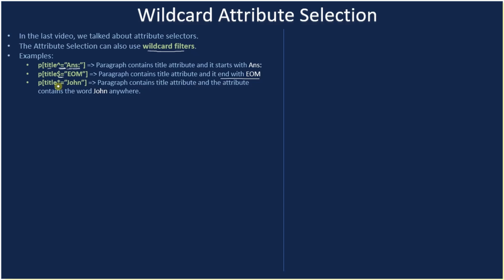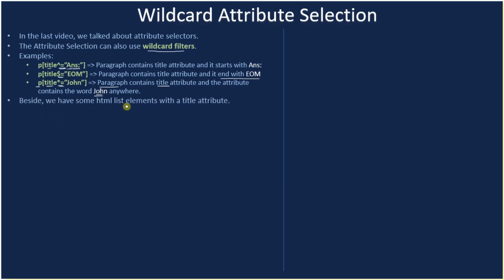Then we can use star equal to also. The paragraph contains the title attribute, and the attribute contains the word John anywhere. So these are all the wildcards. The caret denotes starts with, dollar denotes ends with, and star is kind of contains.